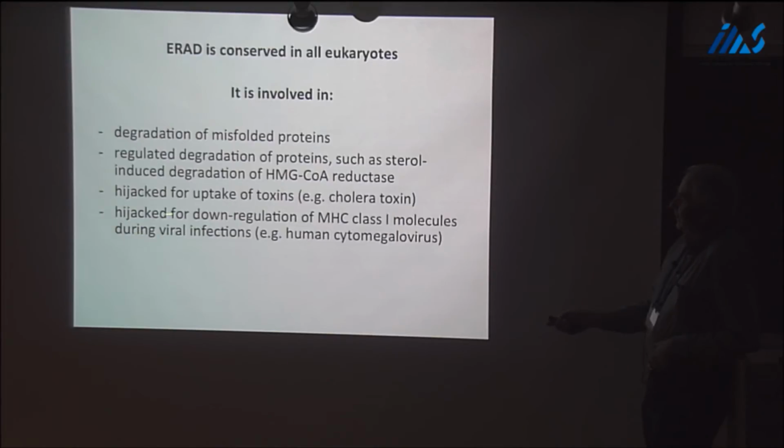And then finally, it's also hijacked by certain viral proteins. For example, the human cytomegalovirus downregulates MHC class I molecules so that the viral peptides cannot be presented on the cell surface, and the virus can propagate in the infected cells without the cells being destroyed.